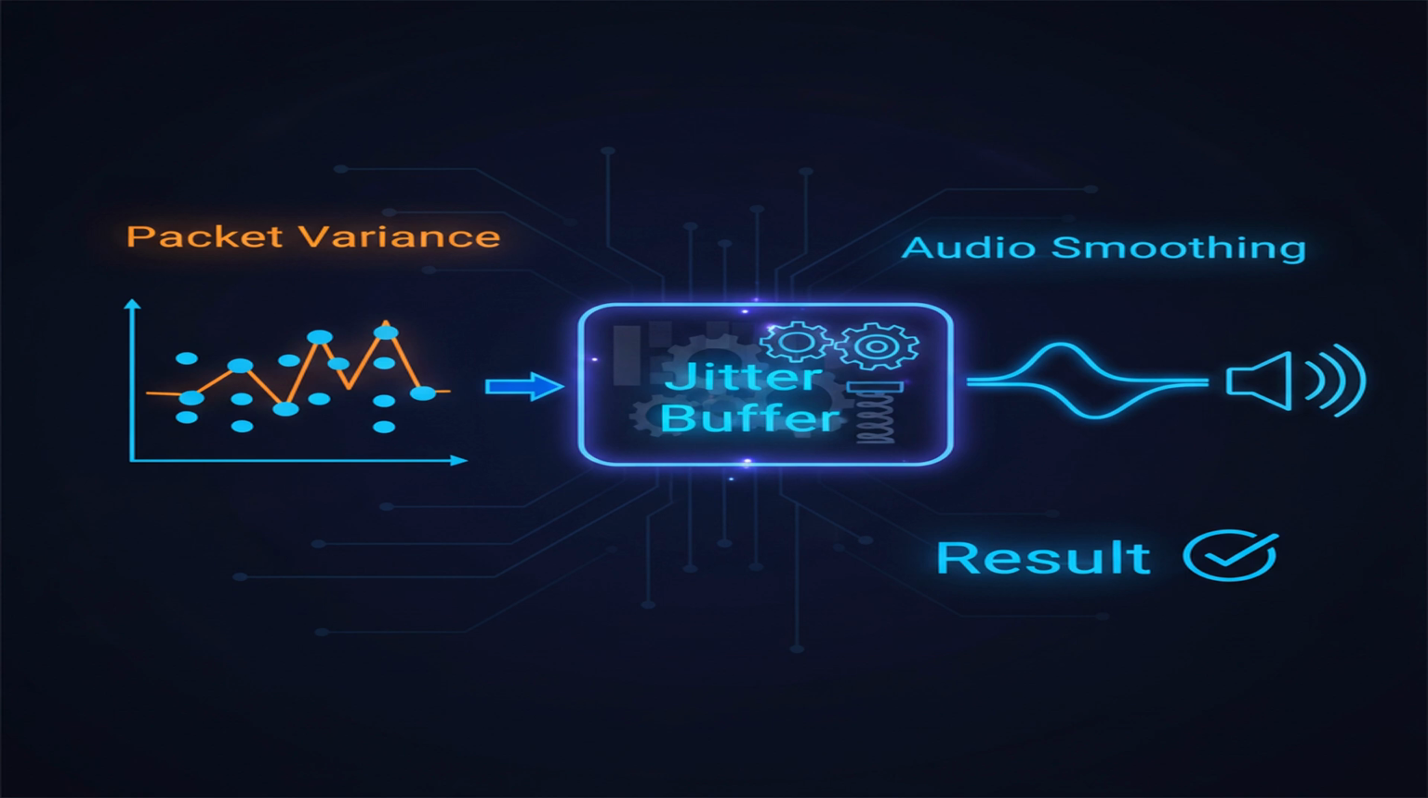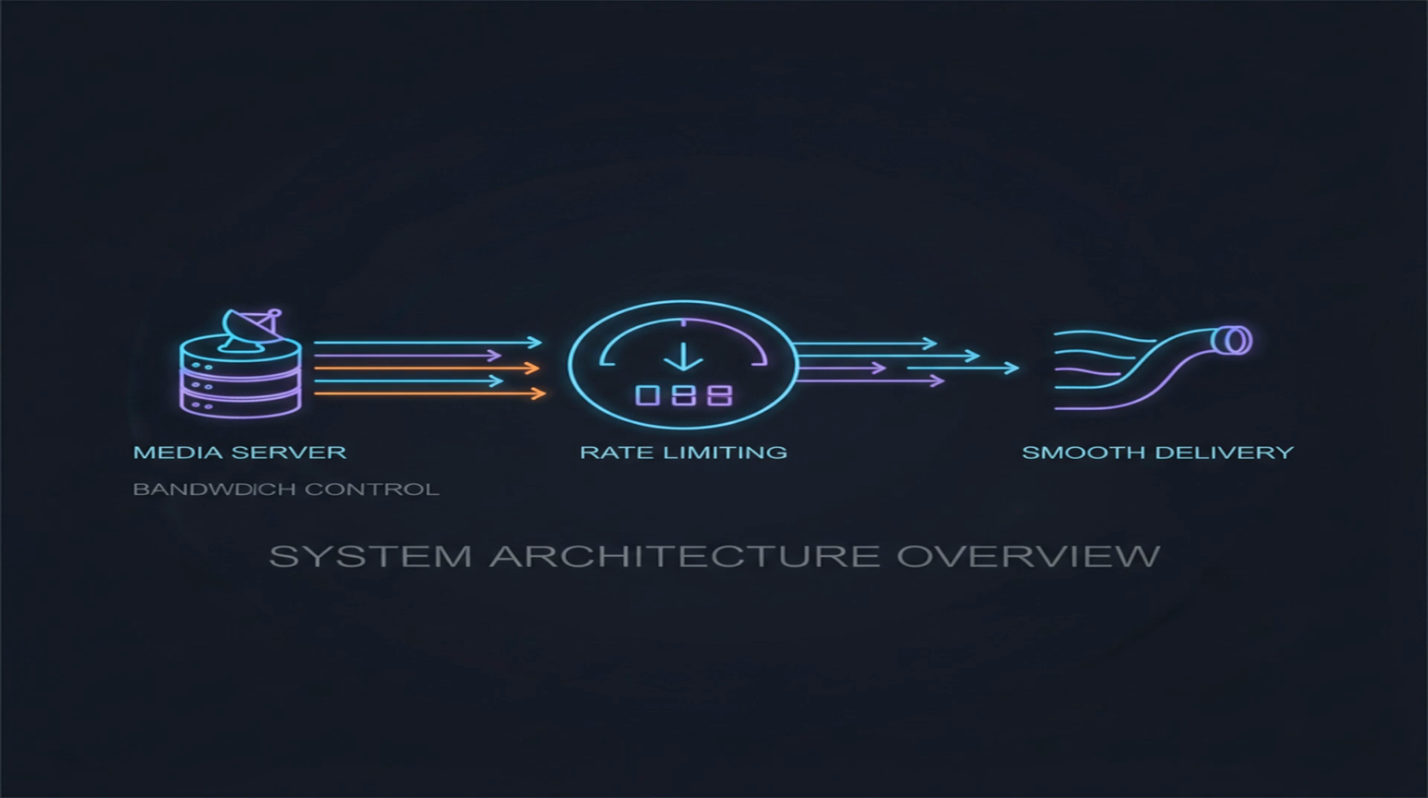To prevent choppy audio, we introduce a jitter buffer. A jitter buffer adds a small delay, typically 20 to 50 milliseconds, to smooth out variations in packet arrival times. This 20 to 50 milliseconds trade-off drastically improves audio quality.